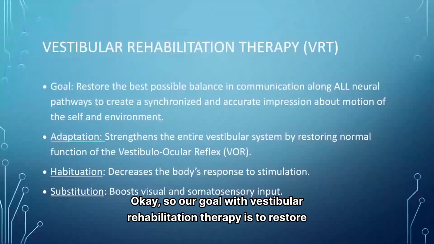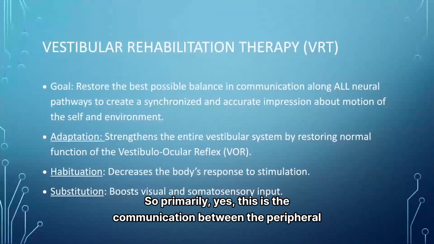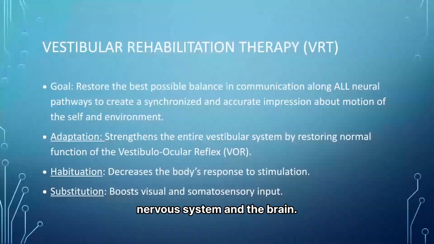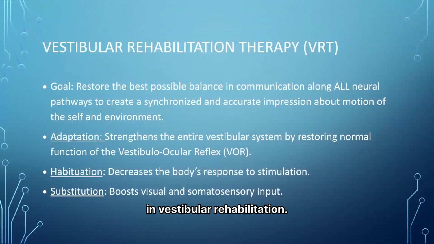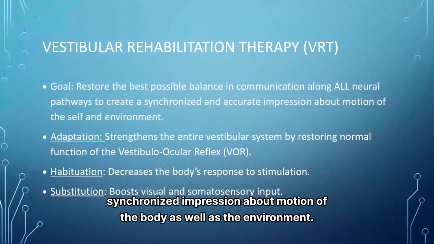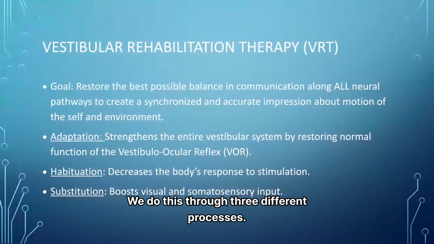Okay, so our goal with vestibular rehabilitation therapy is to restore communication along all of the neural pathways that are involved. So primarily, yes, this is the communication between the peripheral nervous system and the brain. And yet many other symptoms throughout the entire body are affected and are addressed in vestibular rehabilitation. And our goal is to create accurate, synchronized impressions about motion of the body as well as the environment. We do this through three different processes.